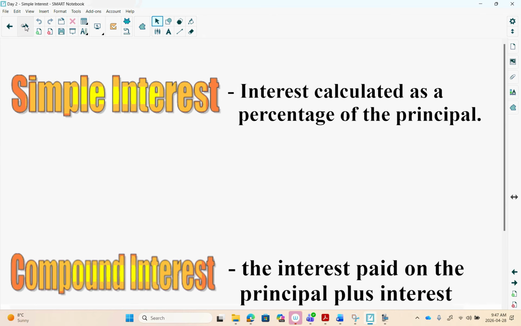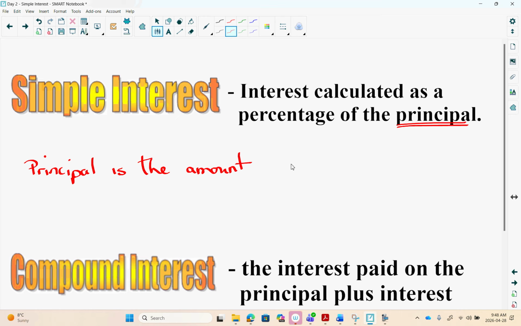We're going to focus on simple interest. Simple interest is interest calculated as a percentage of the principal. Now, on your notes, make a little note here on what the principal means. Okay? The principal, not Mr. Bose, is the amount of money, so it's dollars, you invest or borrow.